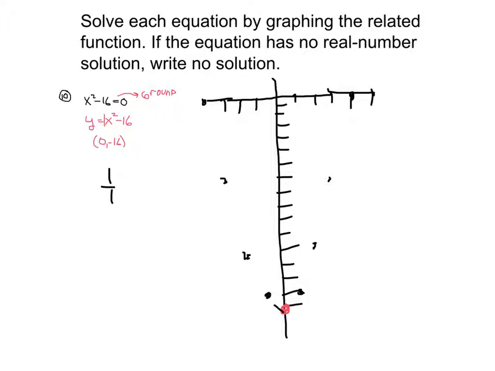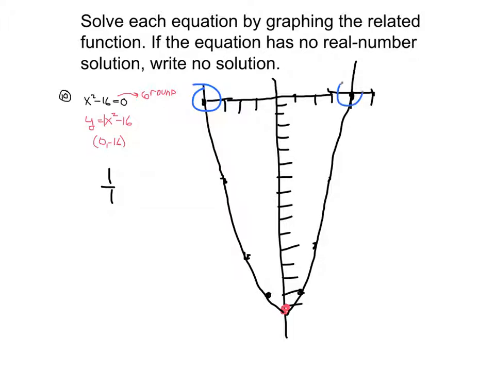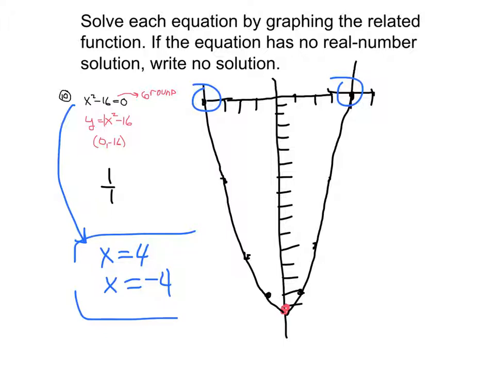So when we graph our parabola, we see that the x-intercepts are at 4 and negative 4. So the answers to this equation are x equals 4 and x equals negative 4.